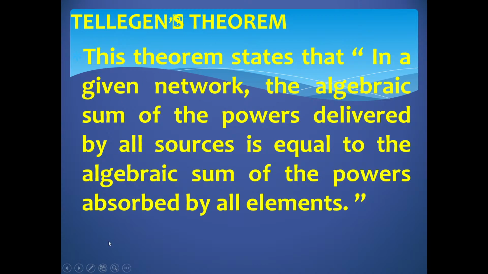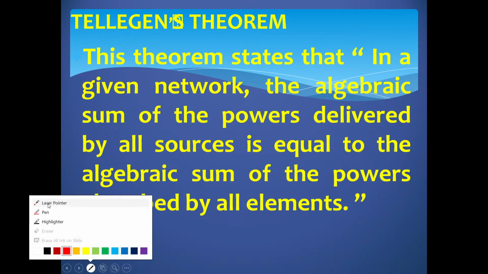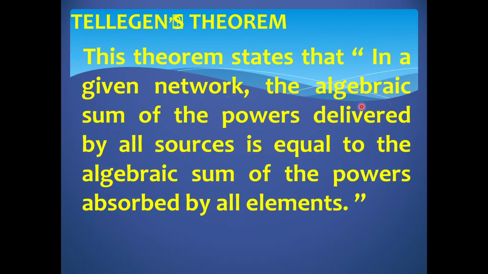So let us see Tellegen's theorem. This theorem states that in a given network, the algebraic sum of all the powers delivered by all the sources is equal to the algebraic sum of all the powers absorbed by all the elements. So if you have n number of sources in the given circuit, if you add all the powers delivered by the sources, that should be equal to the sum of the powers absorbed by the passive elements. If you calculate the power across each and every element, that should be equal to the sum of the powers absorbed by all the elements.